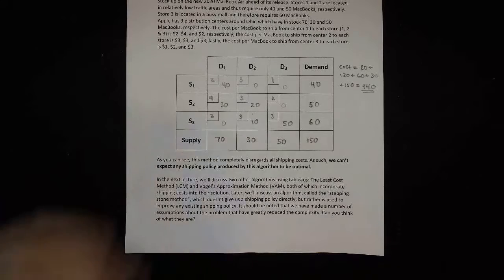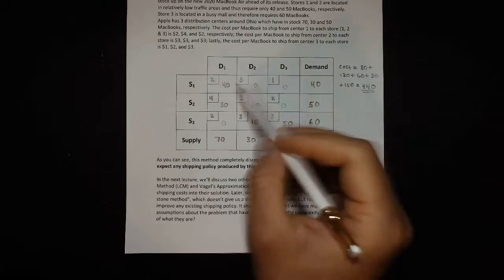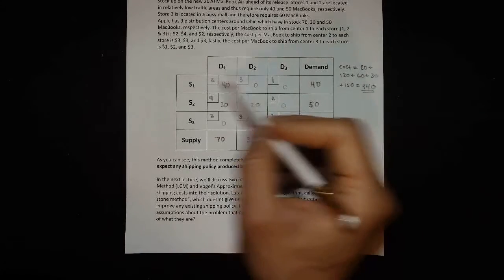Okay, so as you can see, this method completely disregards all shipping costs. As such, we can't expect any shipping policy produced by the NorthWest corner method to be optimal. We completely disregarded the values of these cells.